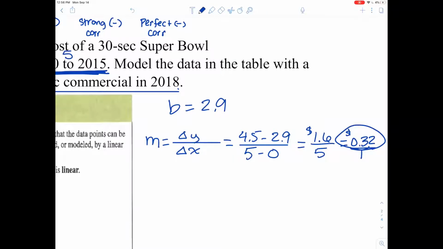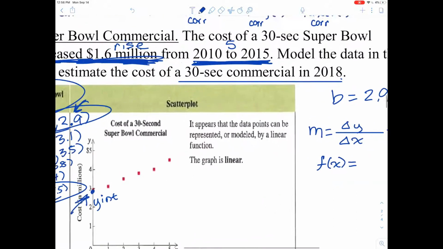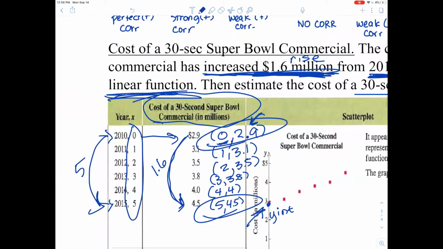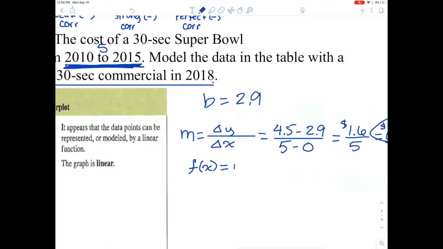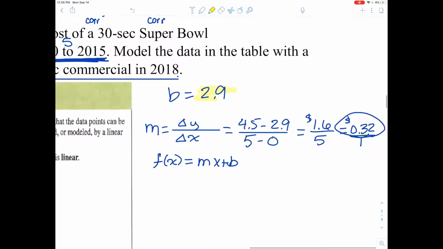And typically in a linear regression model, we would write it as a decimal. So our function, y equals mx plus b, but it does say to write it as a linear function. So we have to write it as f of x equals mx plus b. Well, we have our b and we have our m, so we can plug that in. So our linear model would be 0.32x plus 2.9. Right, so there's our model.